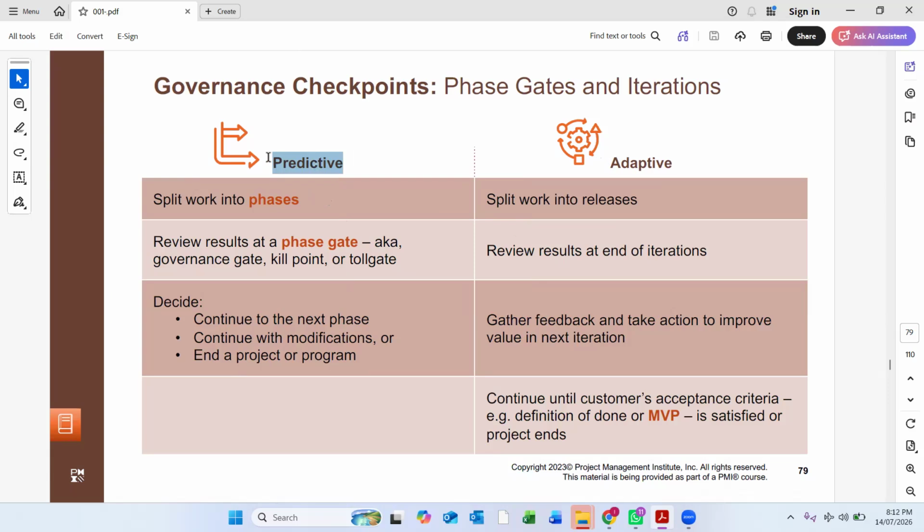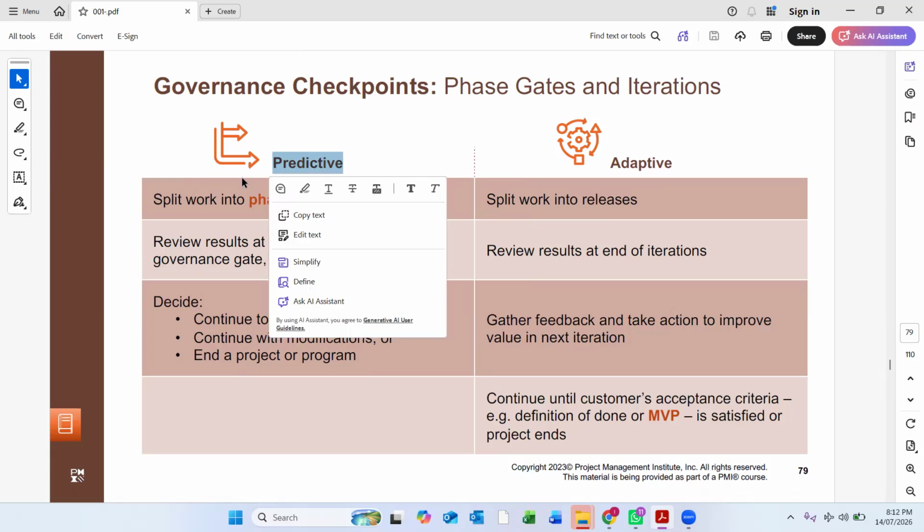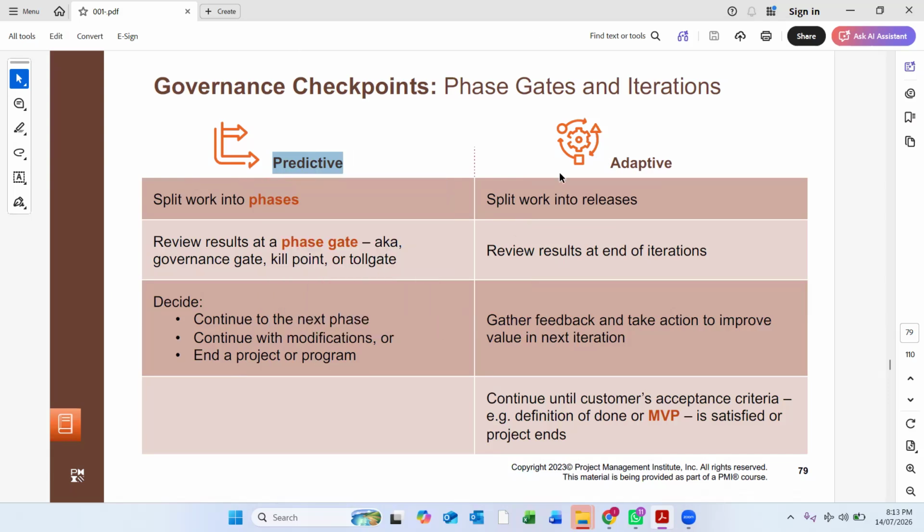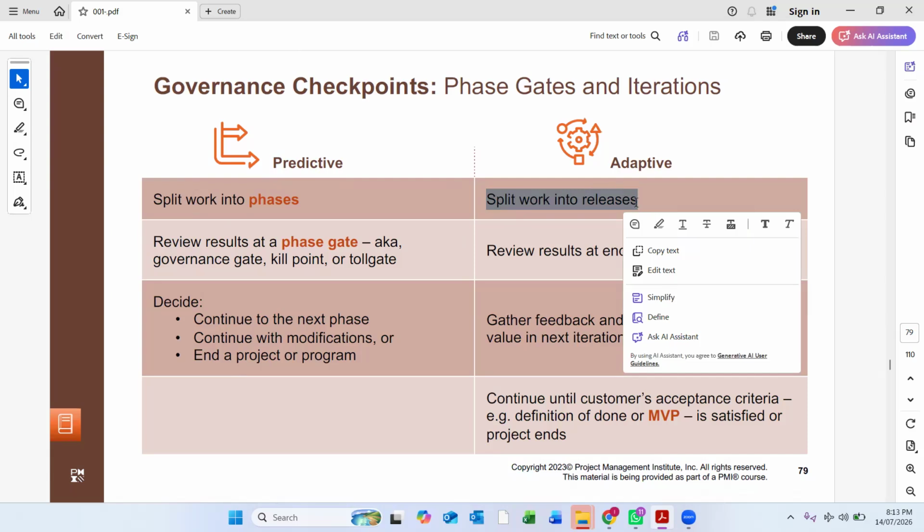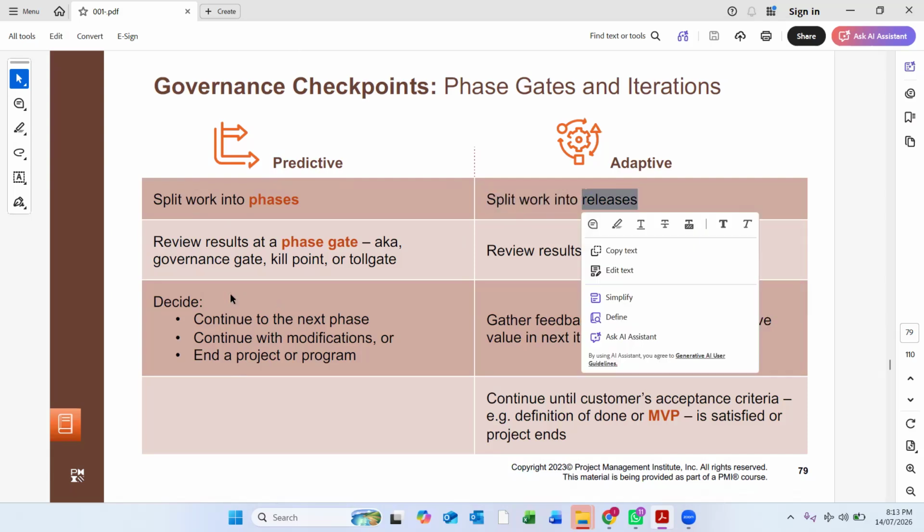environment, there are phases. We have phase one of the project, phase two, phase three of the project, right? Especially in infra projects, we are using the word phases. And in adaptive, there are iterations. So we split the work into phases in a predictive environment, and in adaptive we split work into releases.